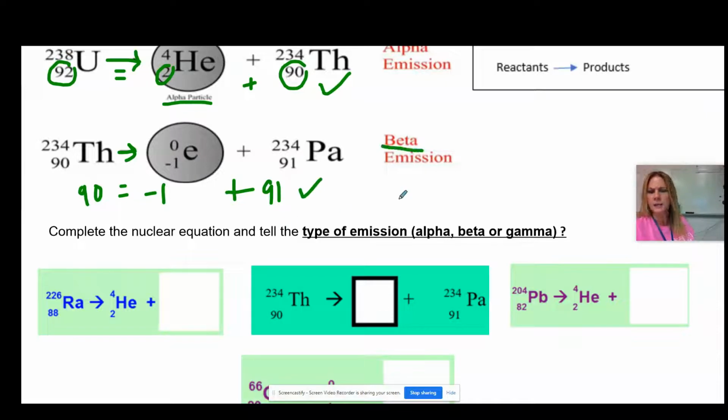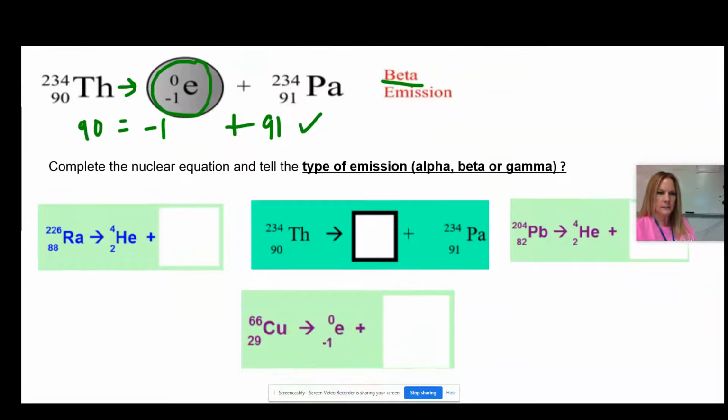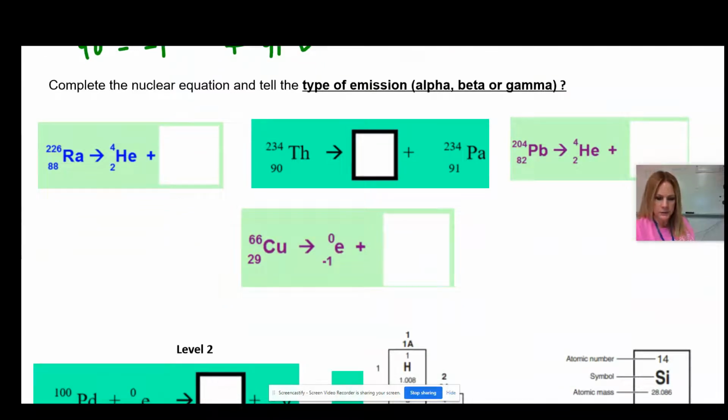Now this one's beta emission because this right here is your beta particle. Okay, so thorium is radioactive, and when it decays, or when it tries to gain stability, what it wants to do is release this electron, this high-speed electron. So it turns a neutron into a proton and an electron. Okay, so the electron gets released, and so here's where that proton went, right? It went from 90 to 91. And so you just have to be able to do the math, though. It's really simple. Okay, so we're going to try some right here, and I'm going to switch screens.